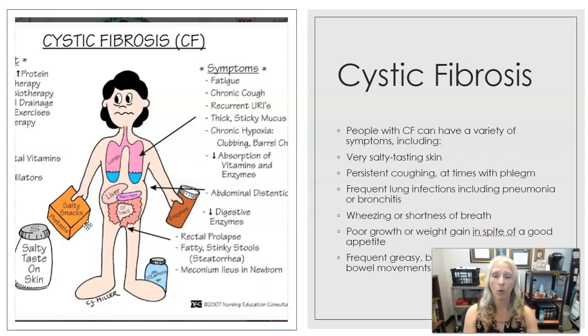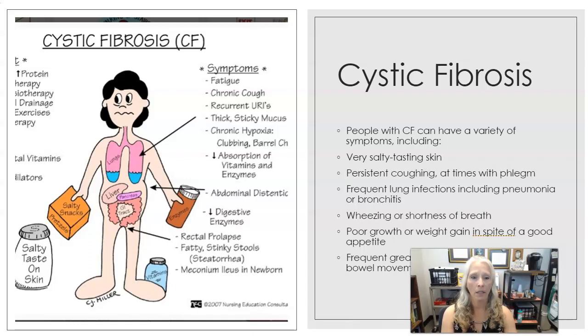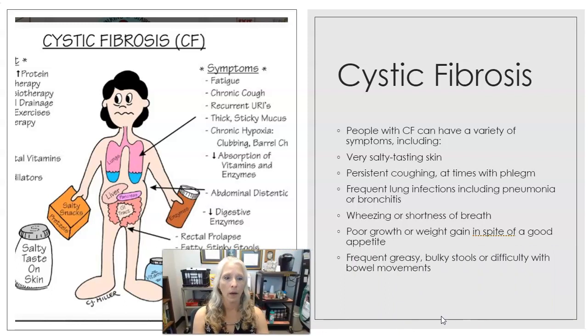But in order to diagnose cystic fibrosis, they'll actually do a sweat test, and they will test the degree of salt in the excretion of their perspiration. So the things that they will have include persistent cough, where they're coughing up phlegm, frequent lung infections like pneumonias and bronchitis, wheezing, shortness of breath. It also affects their weight gain and appetite. They have a good appetite, but they can't really gain weight because of their digestive issues.